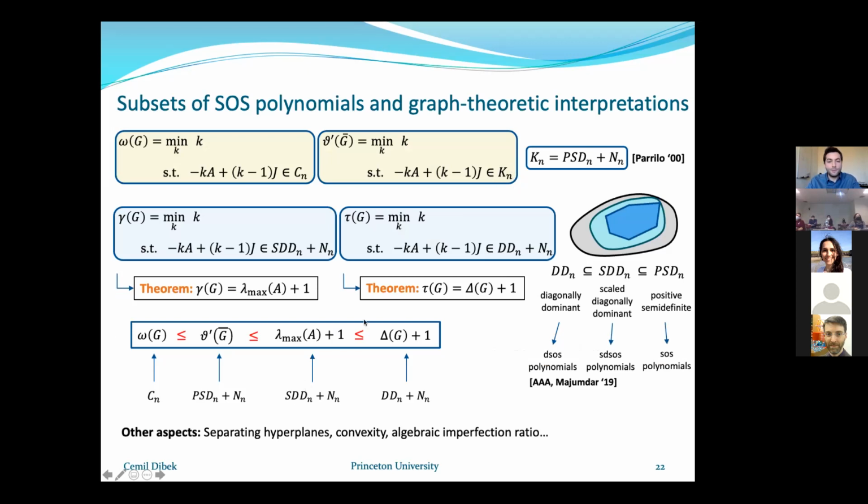So this lambda max A plus 1, which corresponds to this SDD plus NN, is already an upper bound on the chromatic number, right? So the chromatic number should be somewhere here. So the set that you're trying to imagine should be between SDD n plus NN and Kn. But I don't know exactly which set that would correspond to, but this is a good question. Does it make sense, or did I understand the question correctly?